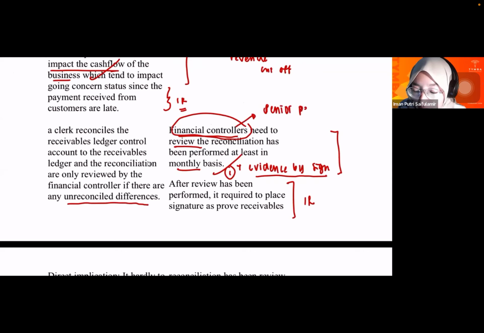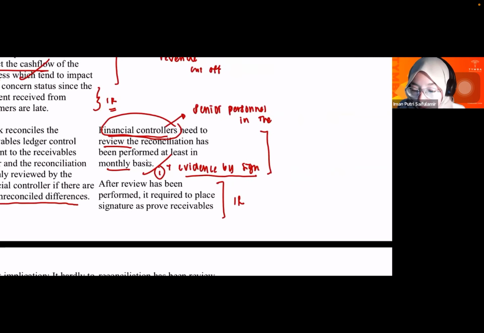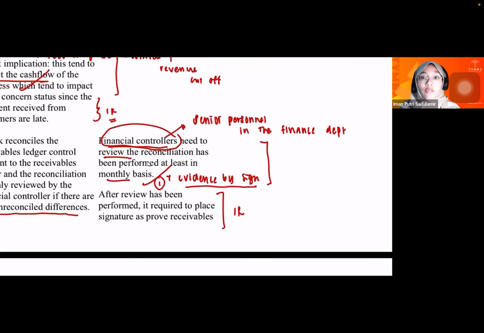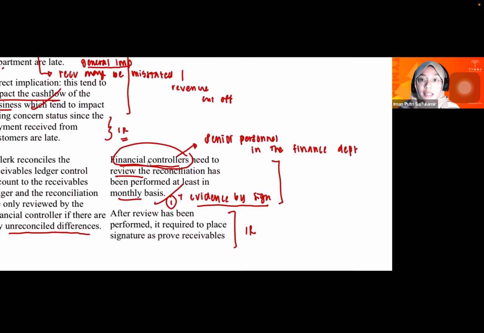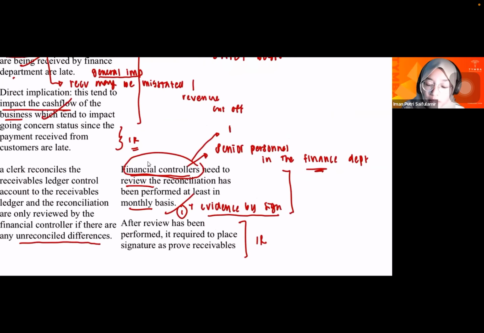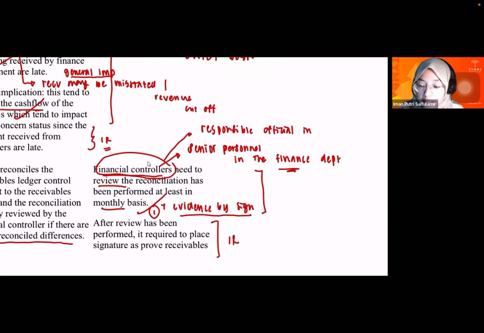Okay, senior personnel in the finance department maybe. In the finance department. Okay, nampak tak how you guys can word this? If you really don't know, we can say senior personnel in the finance department. Dekat sini it's very important for you to specify which department. Or another thing you guys can possibly say is a responsible official in the finance department. Okay, your wording actually plays a big role here.